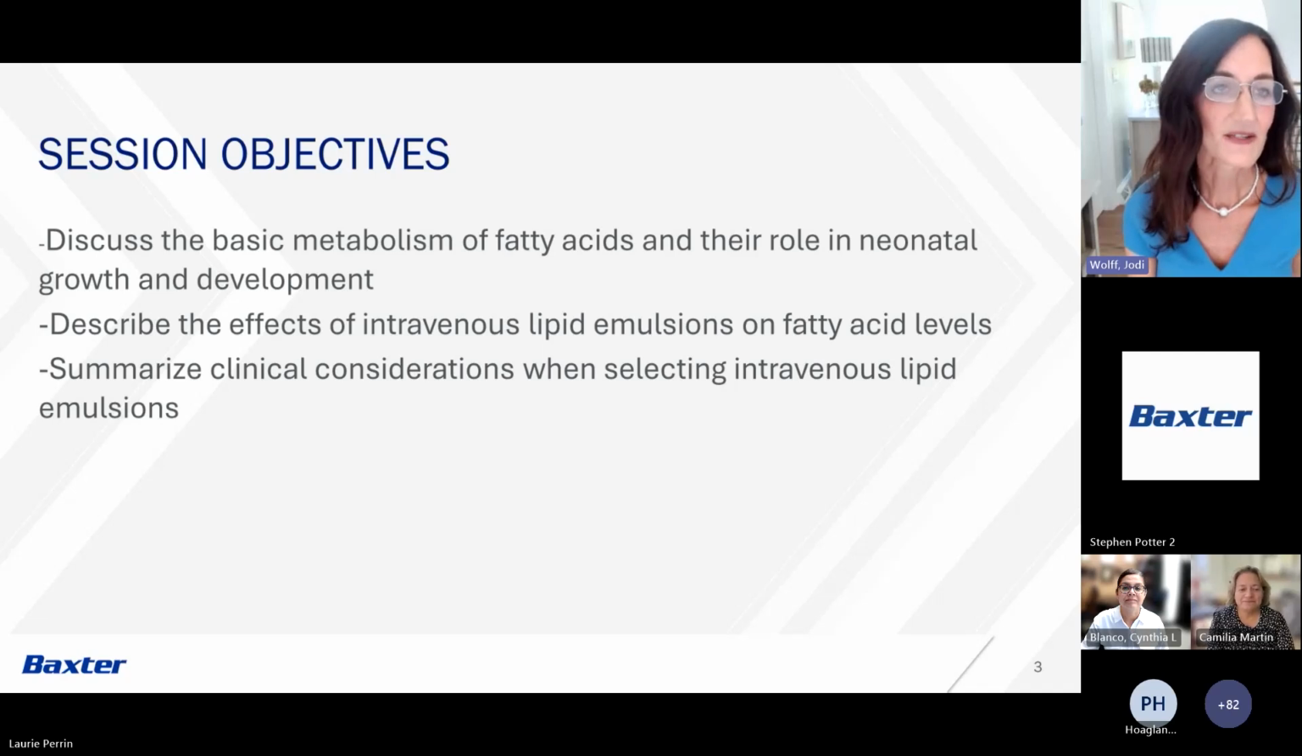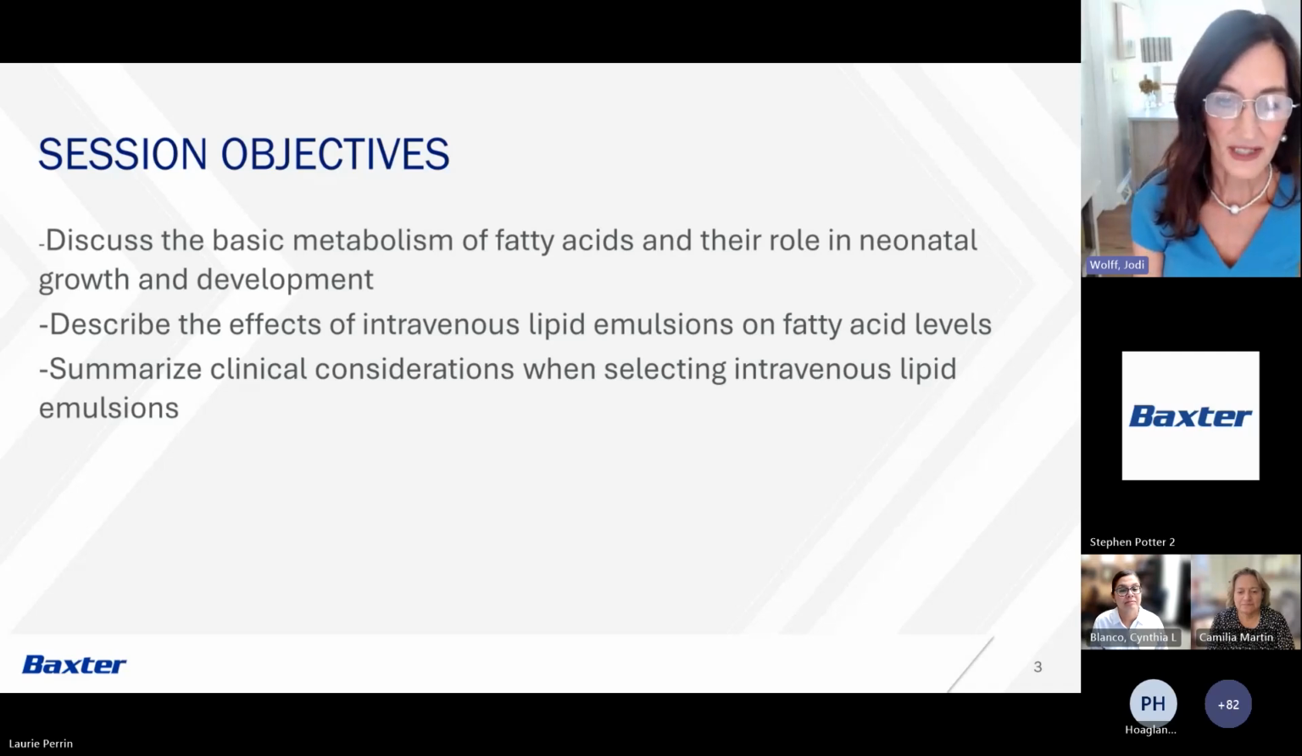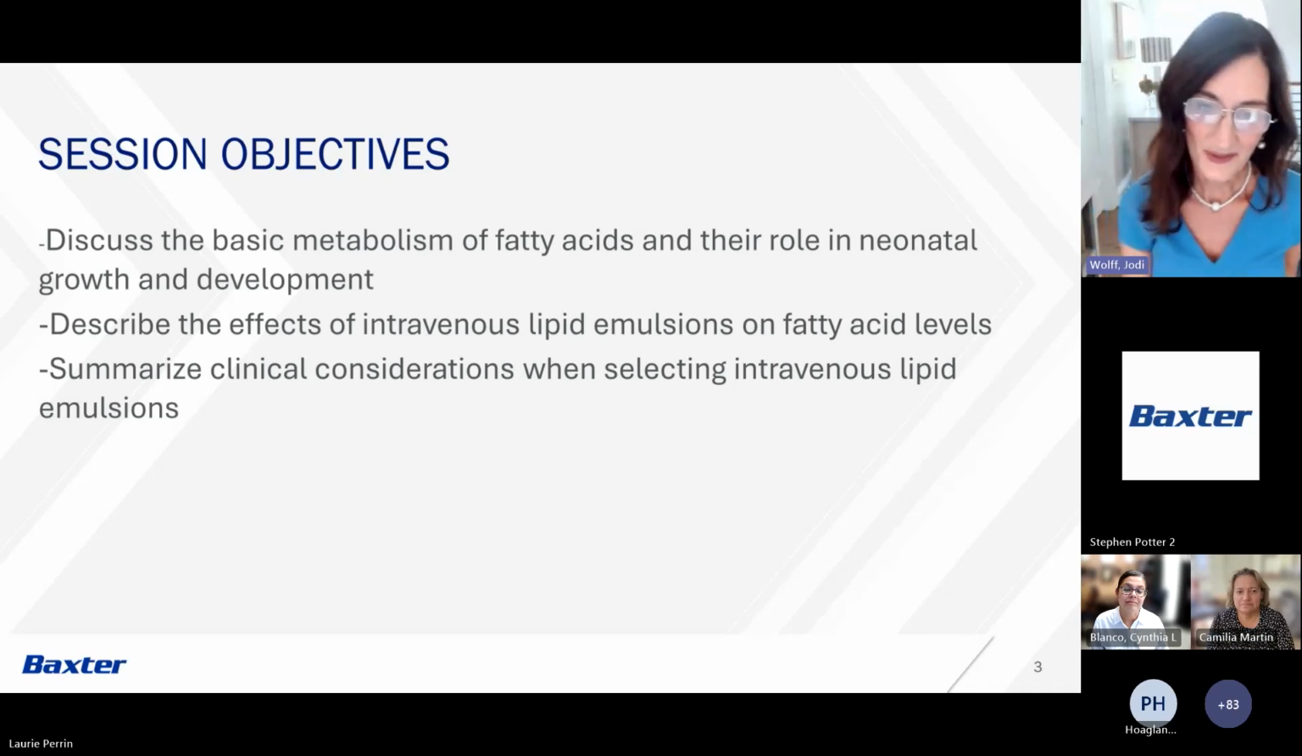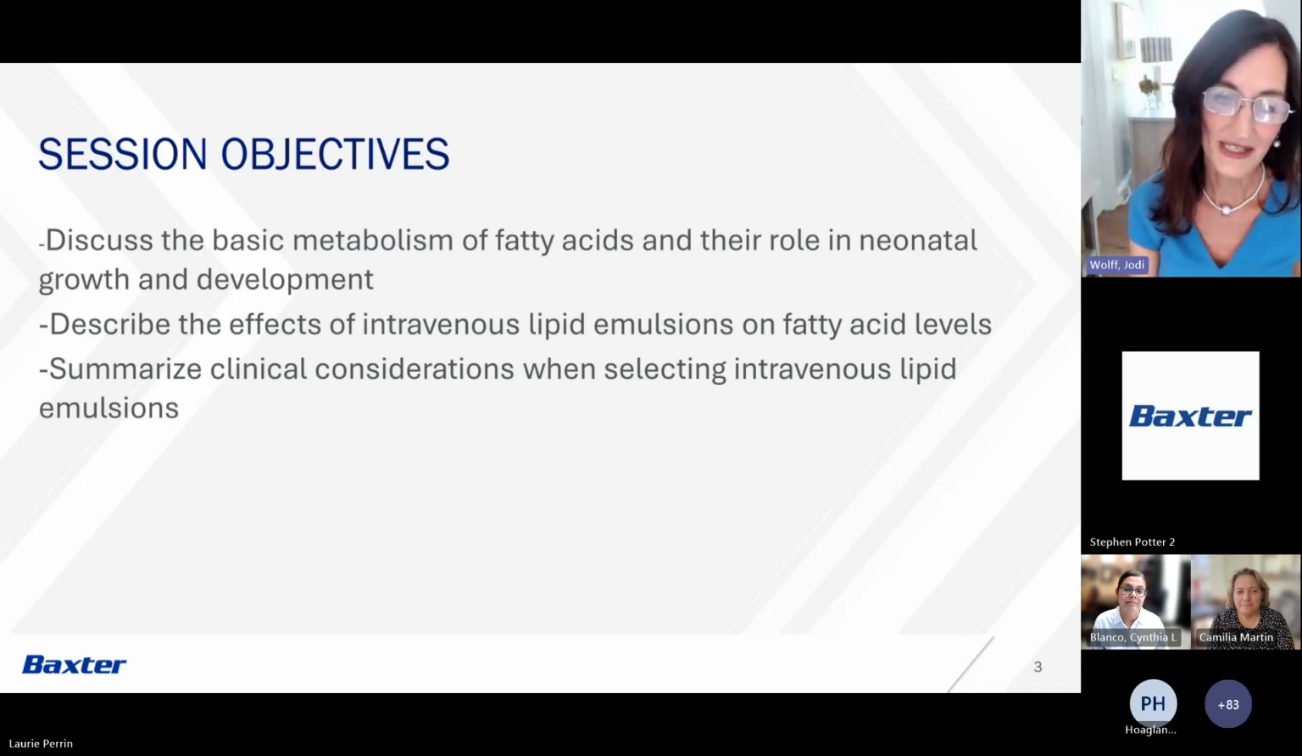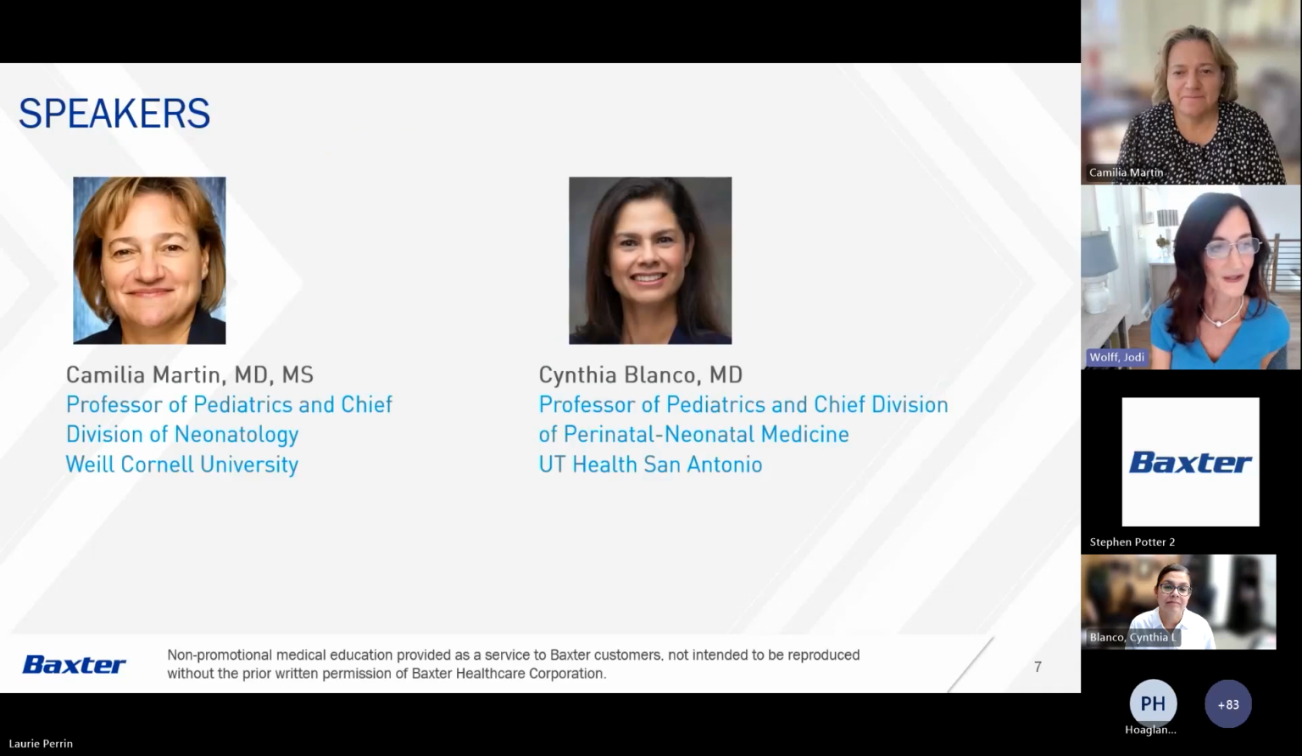In today's session, we'll discuss the basic metabolism of fatty acids and their role in neonatal growth and development. We'll describe the effects of injectable lipid emulsions on fatty acid levels, and we'll summarize the clinical considerations when selecting intravenous lipid emulsions. And to help us accomplish these objectives, we have two experts that I'd like to introduce to you.